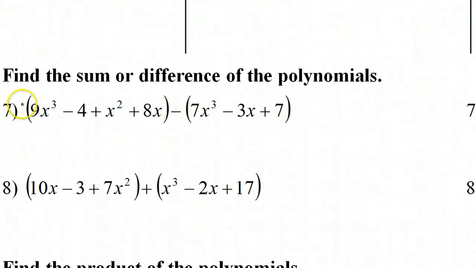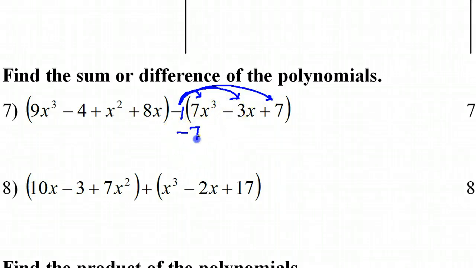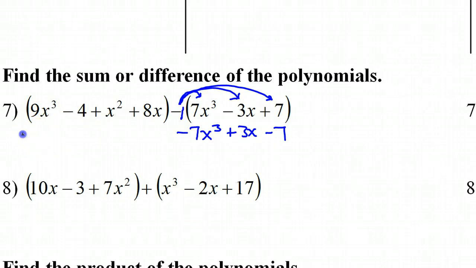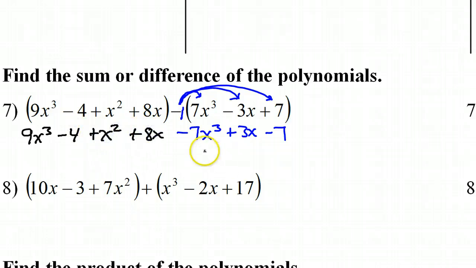Alright, we will not just combine the like terms right now. Treat this like it's a -1 and distribute. So that's going to give me -7x to the 3rd power plus 3x minus 7. And then we'll just bring down the other part. So the 9x to the 3rd power minus 4 plus x squared plus 8x.